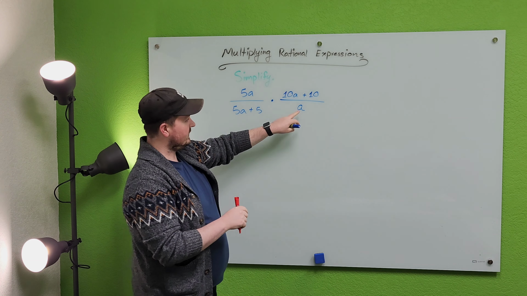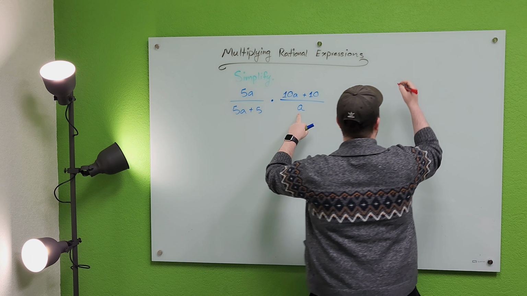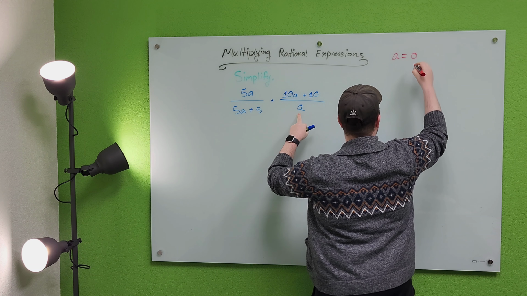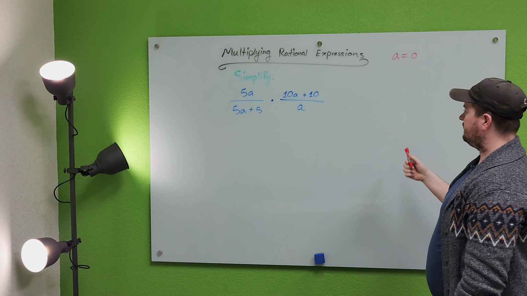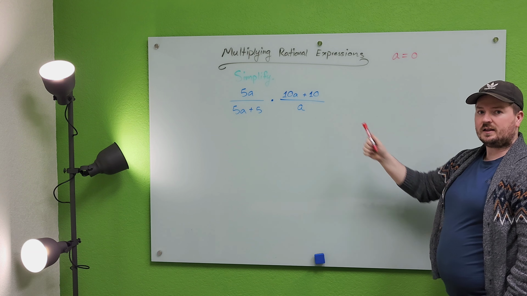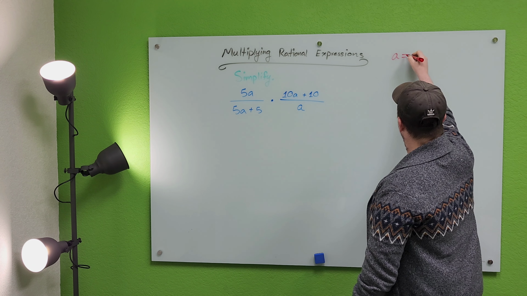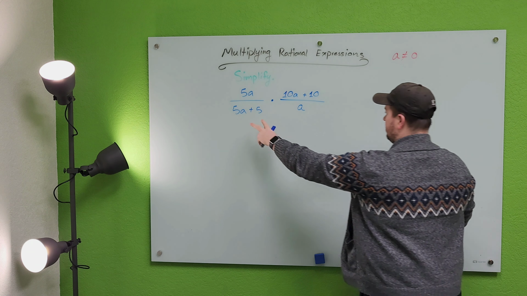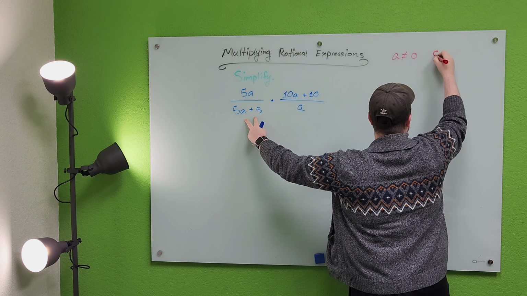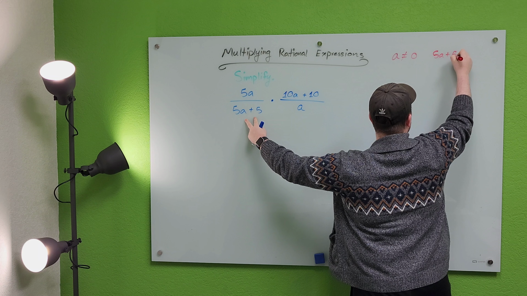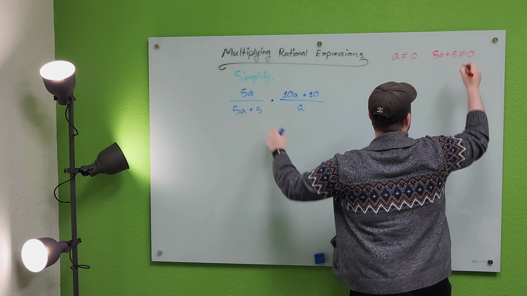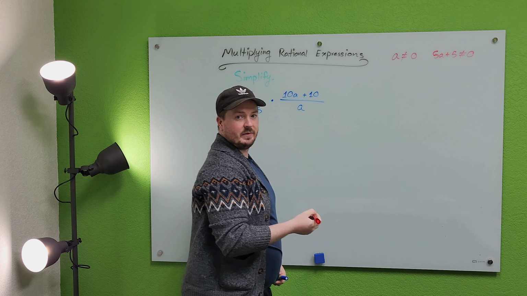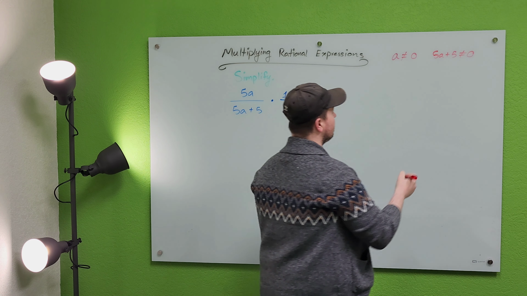This one's really plain and simple. What could we plug in for a so that a becomes 0? We just plug in 0. But again, remember, we're not allowed to divide by 0, so a is not allowed to equal 0. Similarly, over here, 5a plus 5 is not allowed to equal 0, and we can figure out what value for a makes that happen if we solve for a.